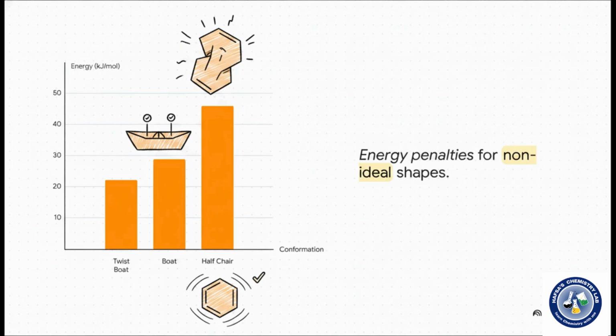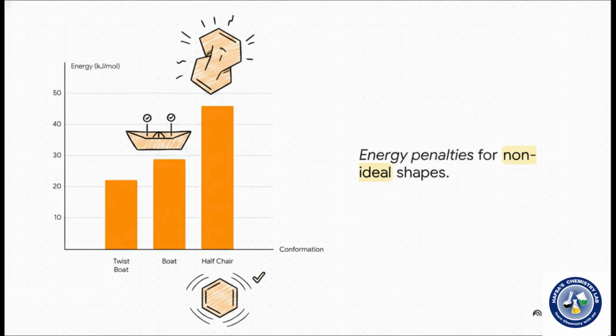Look at the massive energy penalties for its non-ideal shapes. The half-chair shape sits at a whopping 46 kilojoules per mole. The boat form is slightly better, but it's still highly strained at 28.9, mostly because it suffers from what we call flagpole interactions, where hydrogens essentially crash right into each other.